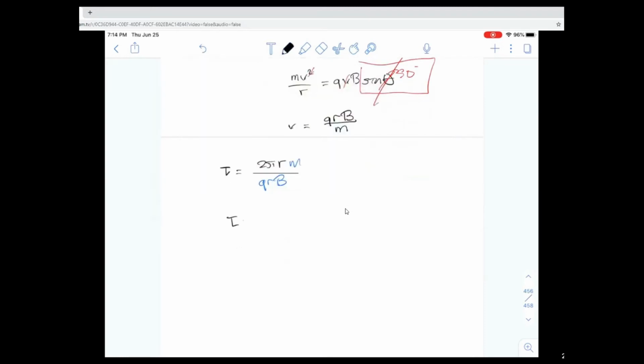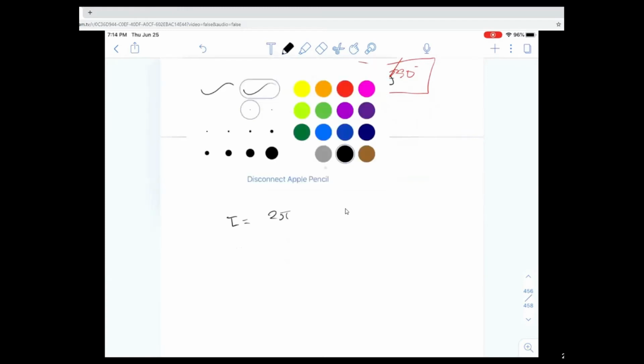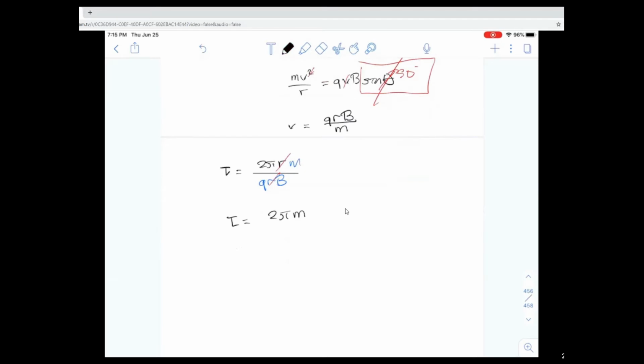Evidently, the radius does not matter in terms of the period of this motion. So 2 pi, let me just get rid of the like terms first. Mass does matter. Charge matters, and that's it. So this is the period of this motion. Evidently, the radius doesn't matter. Wow. Only thing that matters is the strength of the magnetic field.